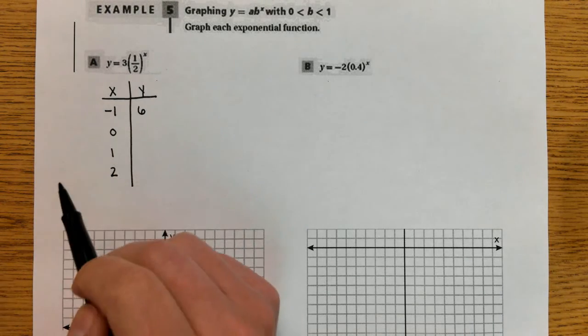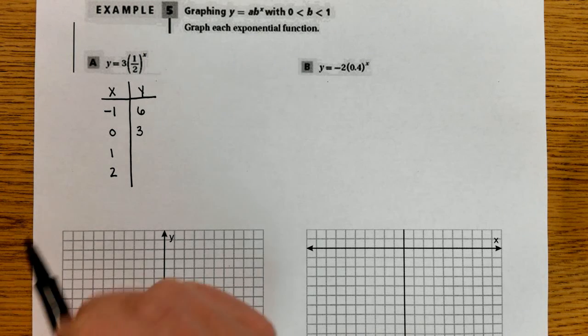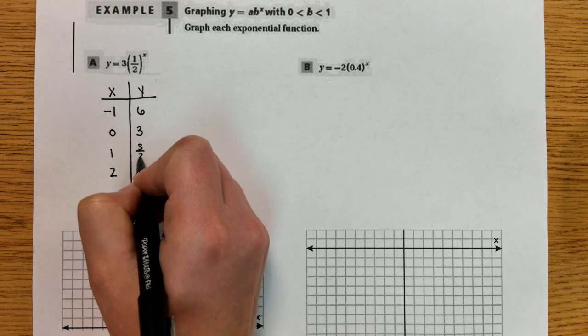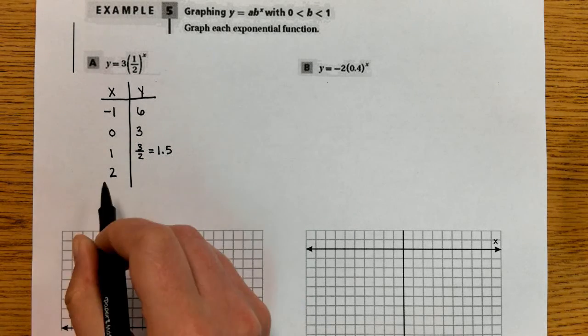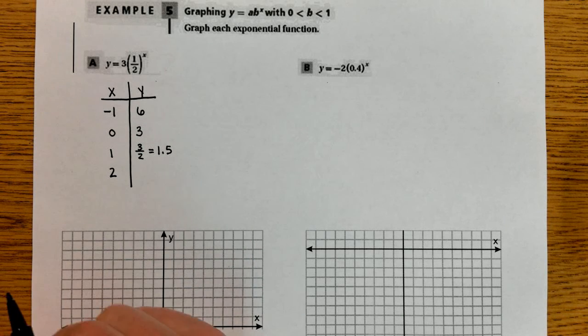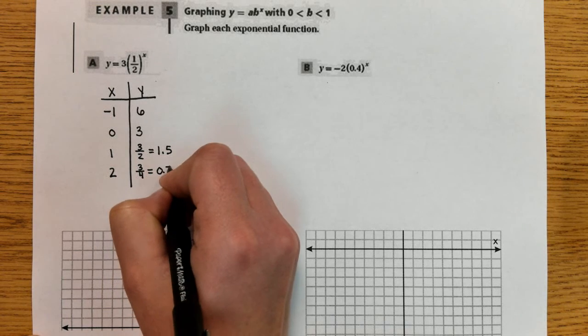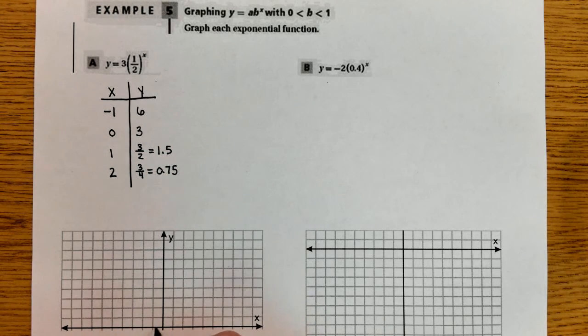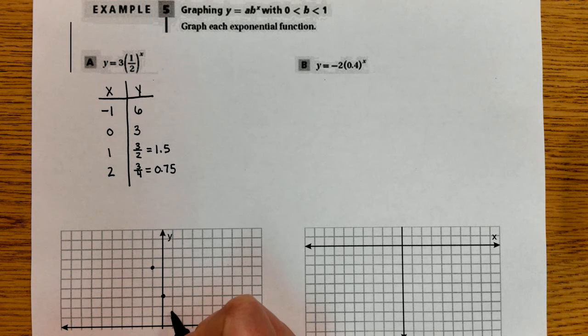0, so 1/2 to the 0 power is 1, times 3 will be 3. 1/2 to the first power is 1/2 times 3, which will give you 3/2, which equals 1.5. And then 1/2 to the second power will give you 0.25 times 3 will give you 3/4, which equals 0.75. So -1 and then 6, 1, 2, 3, 4, 5, 6, 0, 3, 1, 1.5, and then 2 and 3/4.